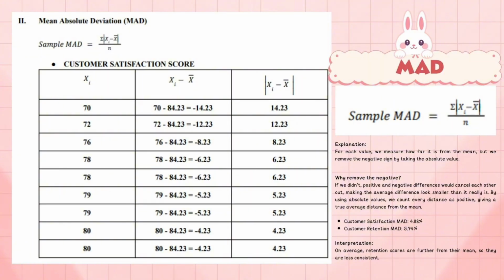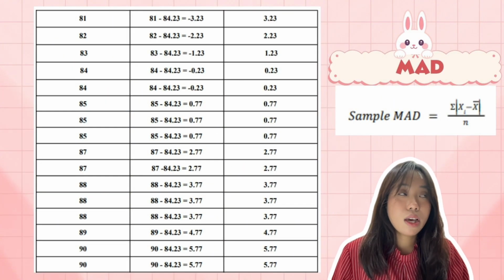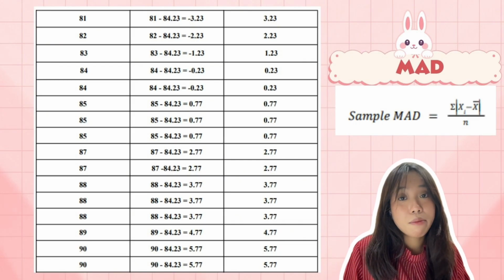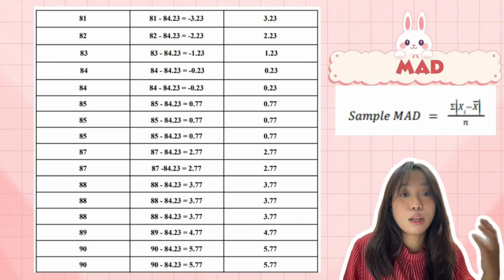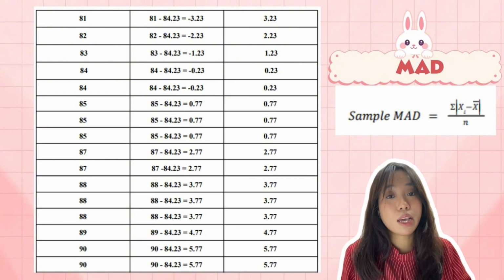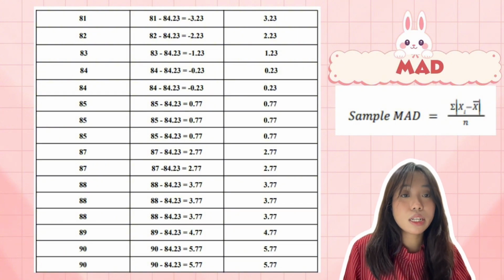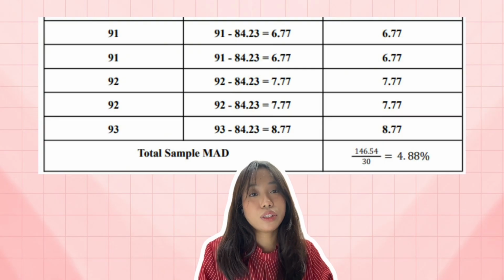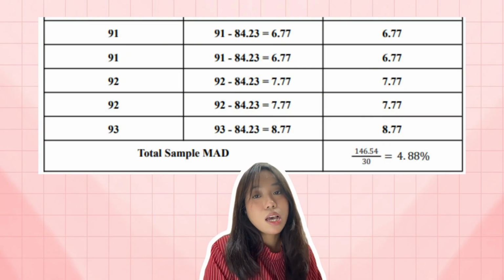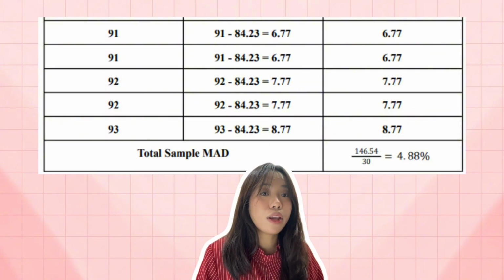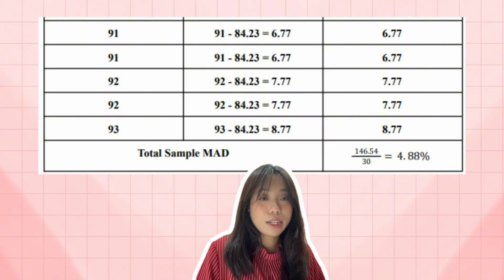So why remove the negative? If we didn't, positive and negative differences would cancel each other out, making the average difference look smaller than it really is. So by using absolute values, we count every distance as positive, giving a true average distance from the mean. And the total for customer satisfaction's MAD is 146.54% divided by the number of values, which is 30, we get 4.88%.